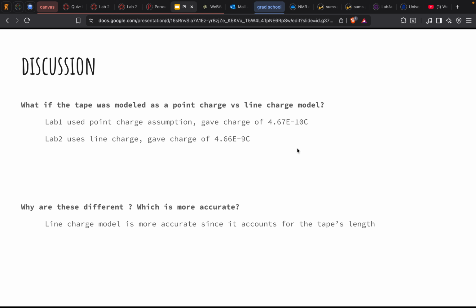So here's our discussion. What's the difference between modeling the tape as a point charge versus a line charge? Lab 1 used the point charge assumption and gave a charge that was an order of magnitude less than Lab 2, which uses the line charge model. Why are these different, and which one is more accurate? They're different because the line charge model accounts for the tape's length, which also makes it more accurate, because in the real-world experiment the tape had a length of 0.2 meters, and so it cannot be accurately modeled as a point charge.